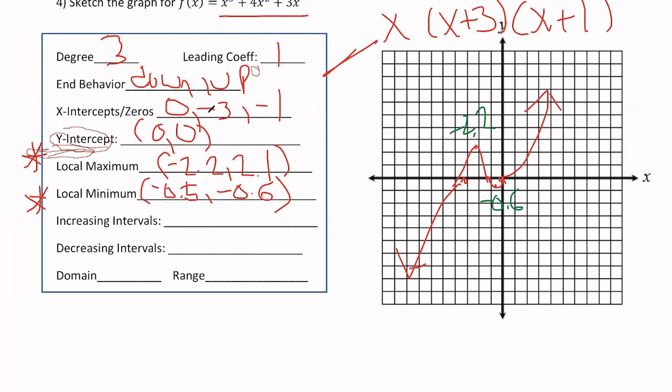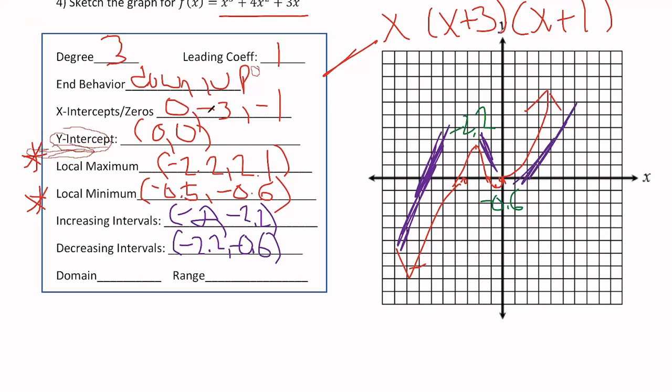What color do I want to use? Purple. So if you look from here to here, your graph is increasing. Remember, you're thinking of X values. So from negative infinity to this negative 2.2, your graph is increasing. But then your graph decreases from here to your minimum. So from negative 2.2 to negative 0.6, it's decreasing.